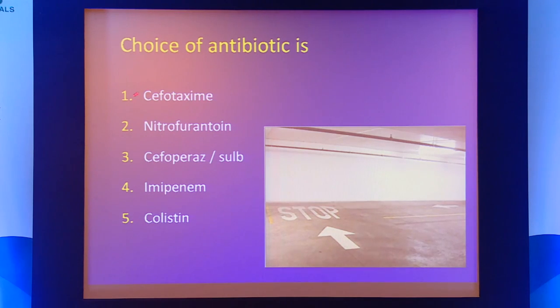So the options given are cefotaxime, nitrofurantoin, cefoperazone-sulbactam, imipenem, colistin. Cefotaxime, as I said, is not a good idea to use. Nitrofurantoin seems acceptable, but please remember nitrofurantoin is completely excreted through the kidney, and when you have a creatinine of 2.4, nitrofurantoin is not a good choice because it doesn't get into the urine at all, so it doesn't treat a urinary infection. Cefoperazone-sulbactam, yes, can be used. Imipenem, yes, can be used.